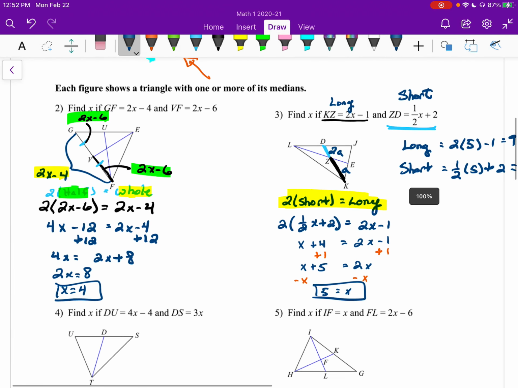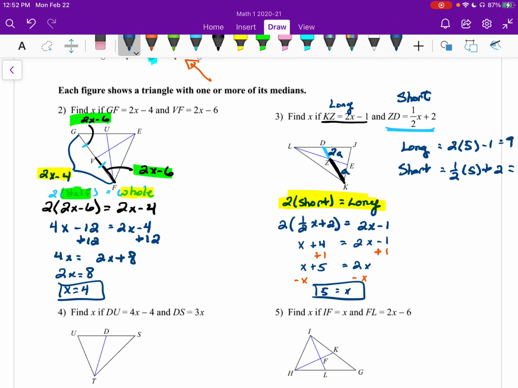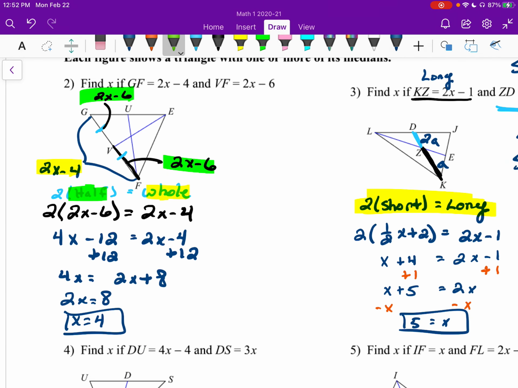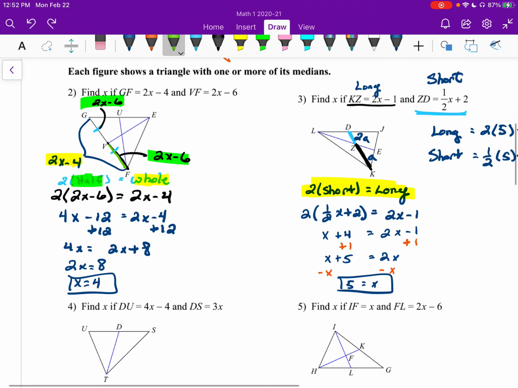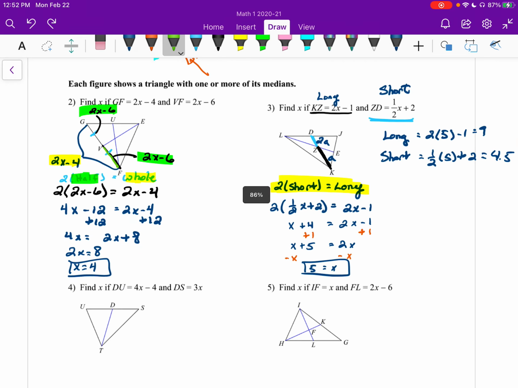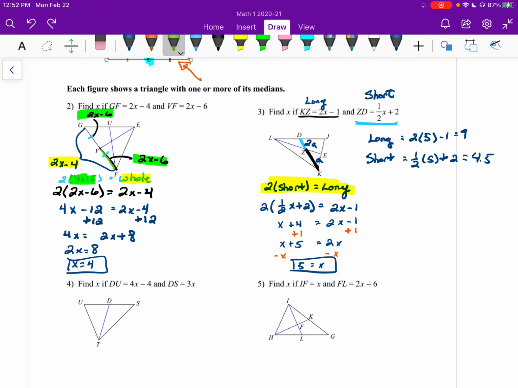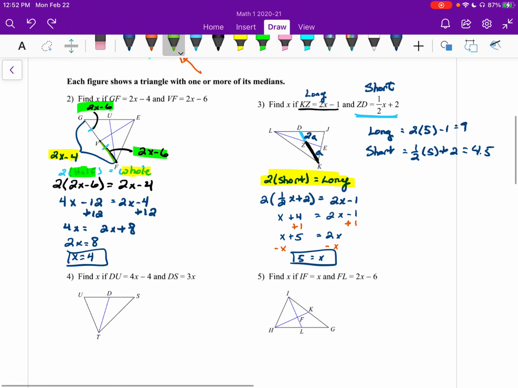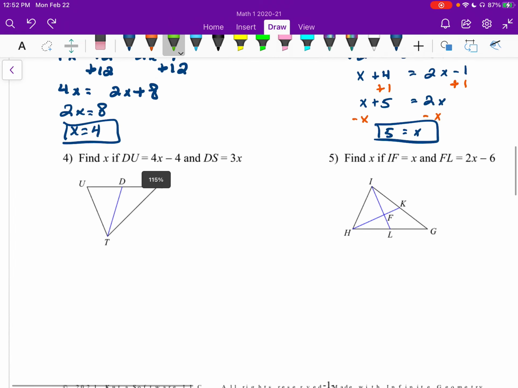If we were to check our work in number 2, we'd plug back in, and we had the small piece and the long piece. The long piece should be double the length of the short piece, right? Always make sure you're looking at what kind of sides do we have, right? Numbers 2 and 3 dealt with different pieces of the triangle. They didn't deal with the same pieces. Let's look at number 4 and maybe it'll make a little bit more sense.